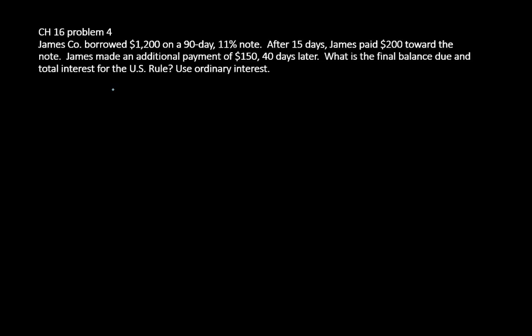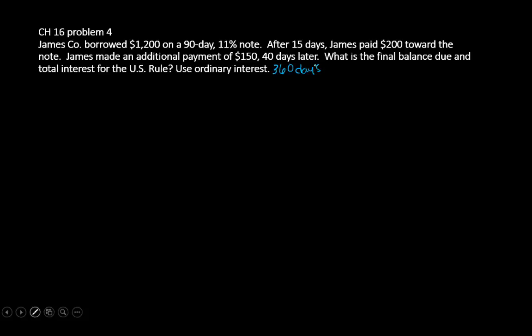James Coe borrowed $1,200 on a 90-day 11% note. After 15 days, James paid $200 towards the note. James made an additional payment of $150 40 days later. What is the final balance due and the total interest for the U.S. rule? Use ordinary interest. So the key thing to note is that we're using ordinary interest, which means that we're going to be working with 360 days, not 365.